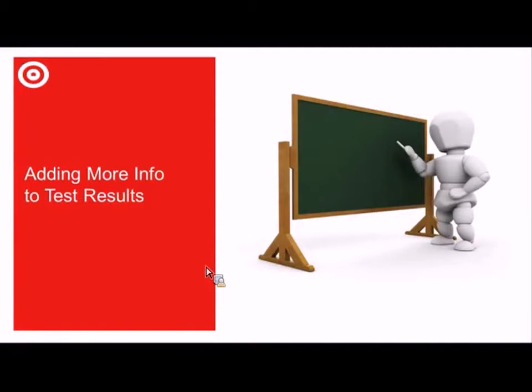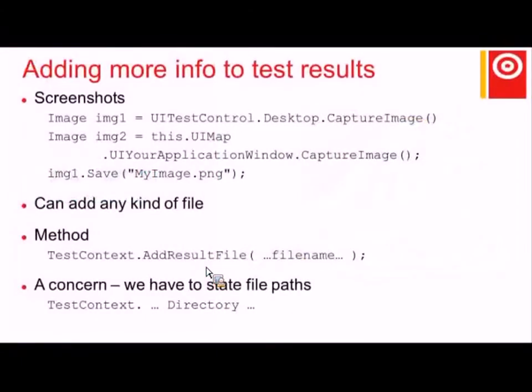When we're testing more complicated applications, we might want to add our own data into the test results as things run. We can take screenshots of the whole desktop using the top line code there. So into an image file, img1, we get an image of the desktop. Again, be cautious on that one. If you're testing on your own desktop, then make sure that any private windows that you wouldn't want the developers to see are not open.